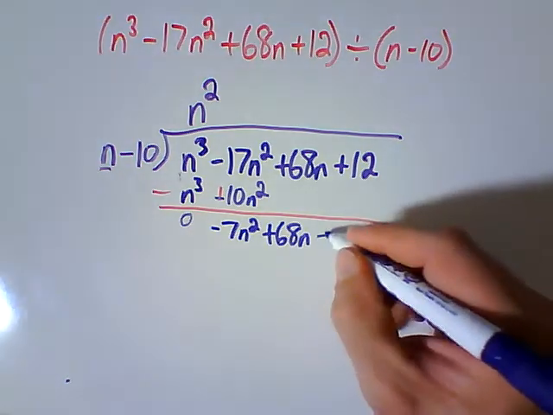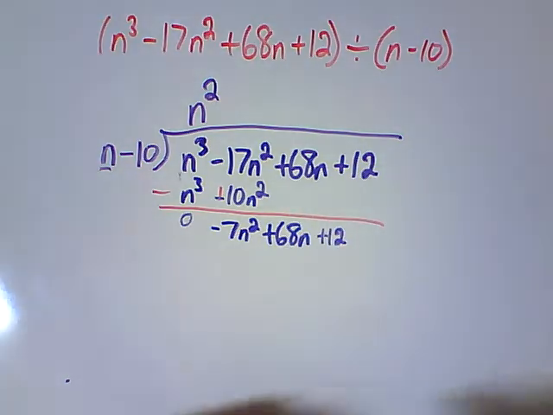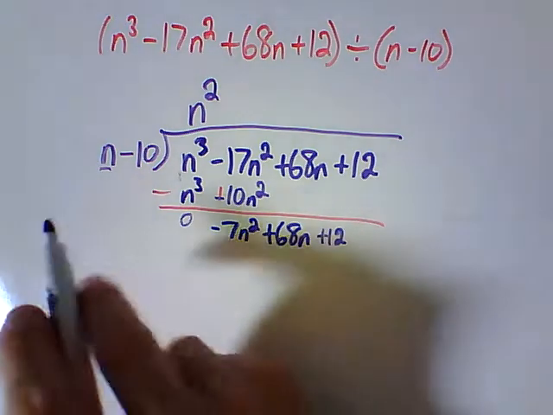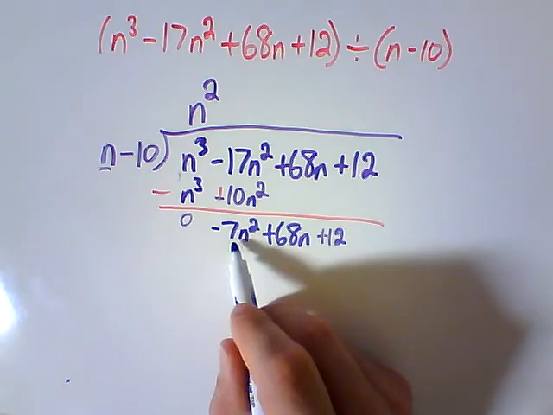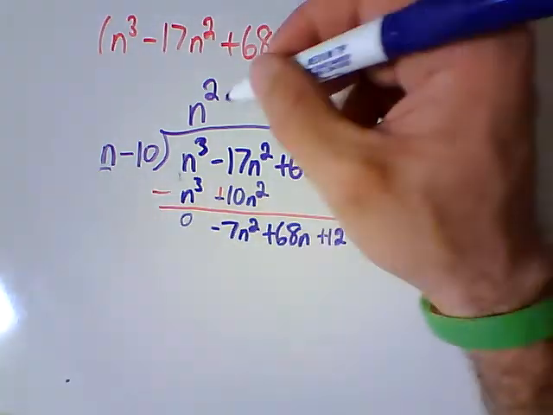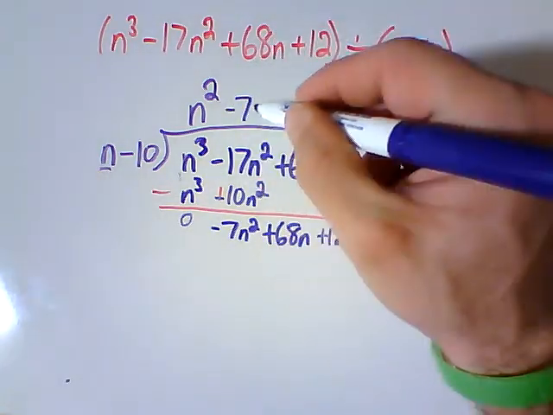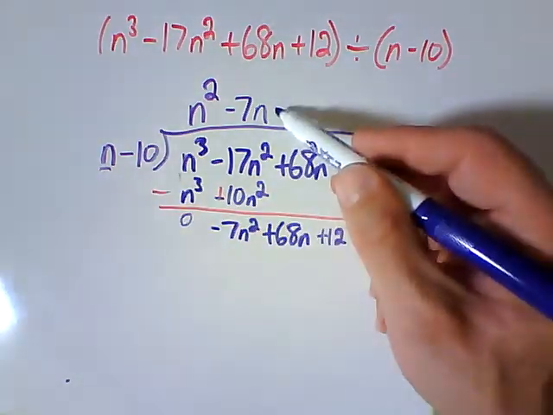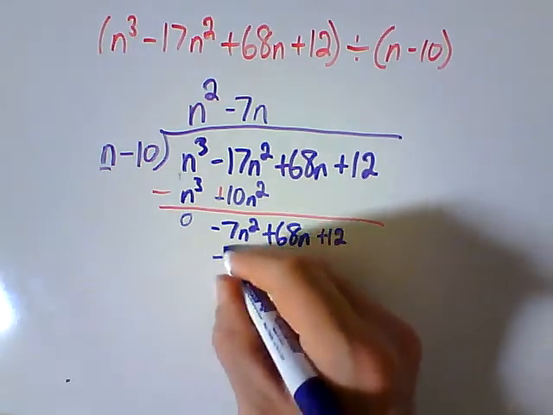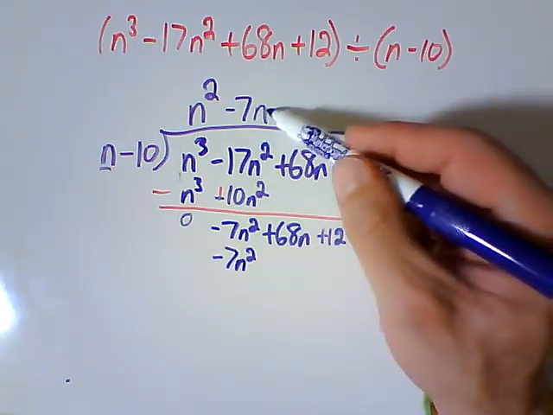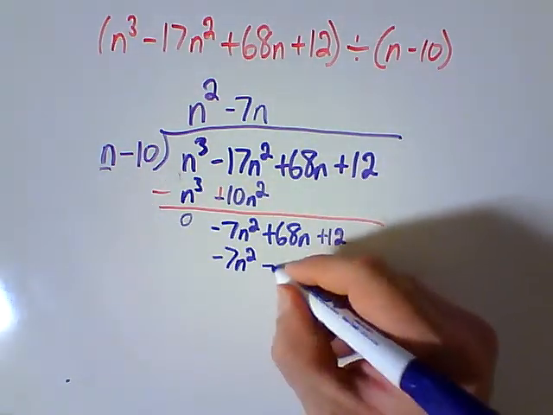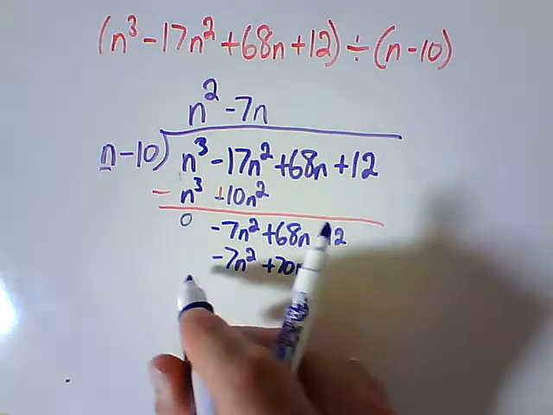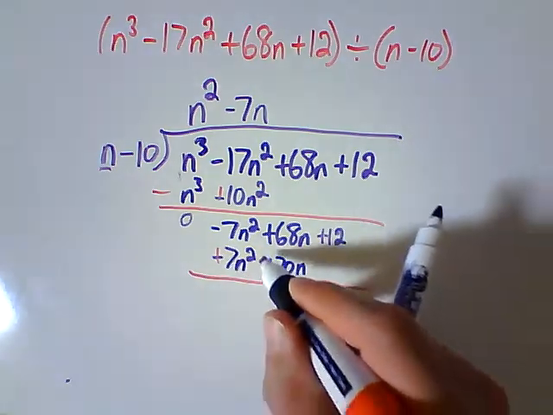Remember, I like seeing the whole thing dwindle. Plus 12. You can just write down the next piece if you want. Be careful when you're missing terms. All right, now I have negative 7n squared divided by n. That'll be negative 7n. Right? That times everything. Negative 7n times n, negative 7n squared. Negative 7n times negative 10, positive 70n. Well, that's handy. Draw a line. Change signs.